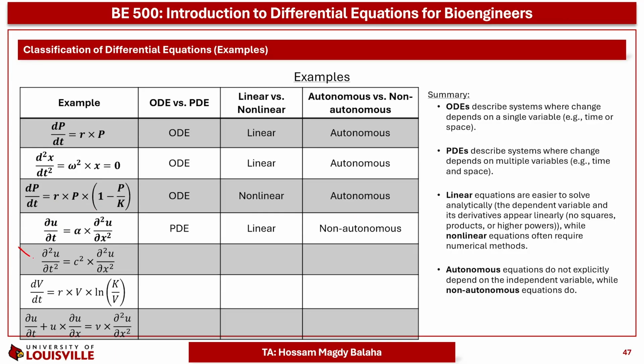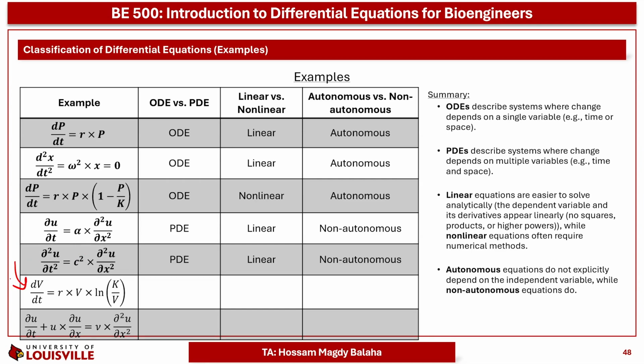The same for this equation. It's similar but with a different constant. Don't be tricked by this constant, because it will remain a constant, whether it's raised to the power of 2 or 3 or whatever. So it will be a partial differential equation, linear and non-autonomous.